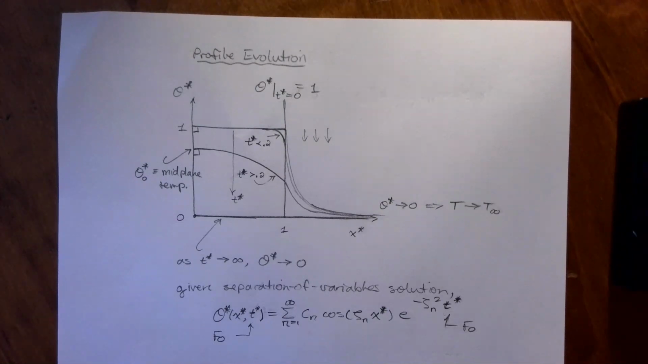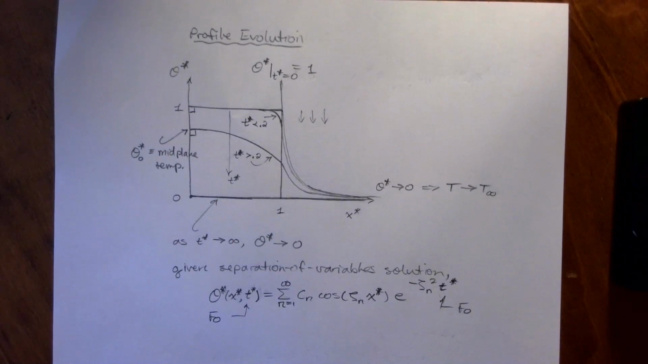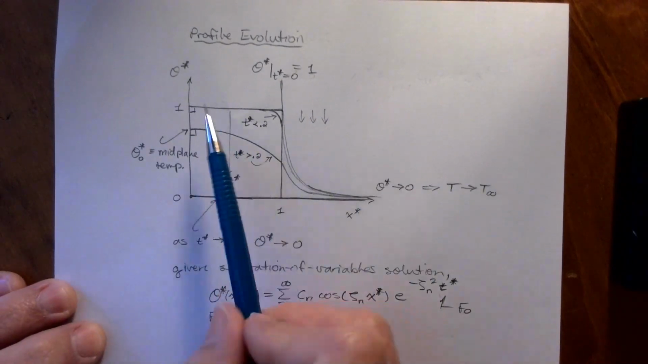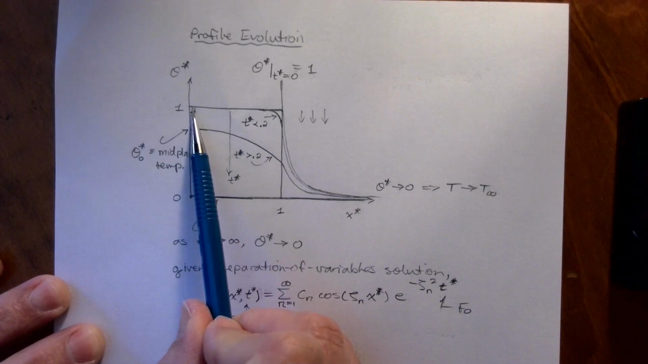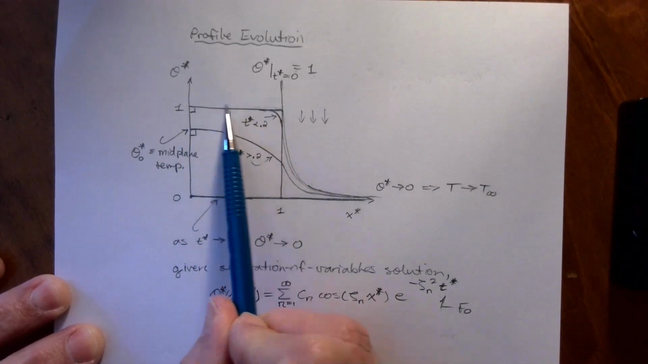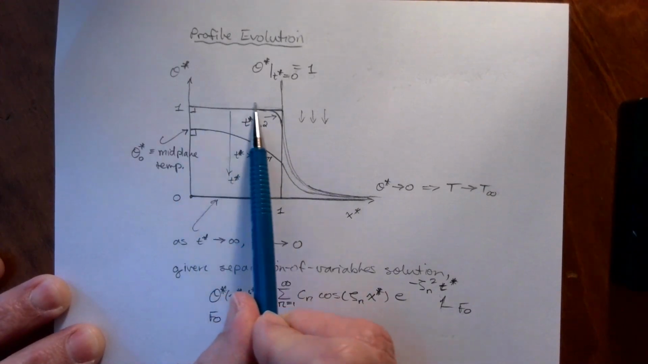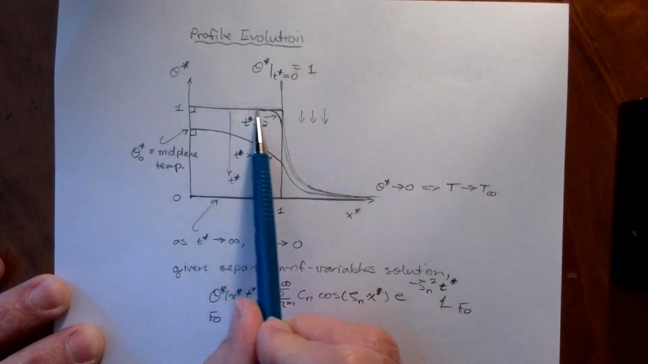Hang on just a minute. So here's the profile in terms of theta star. Our initial condition is that theta star is uniformly 1 as a function of x star. So that's 1. That's theta star at time t equal to 0.